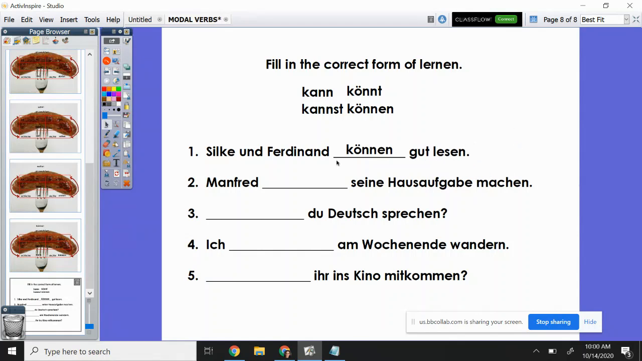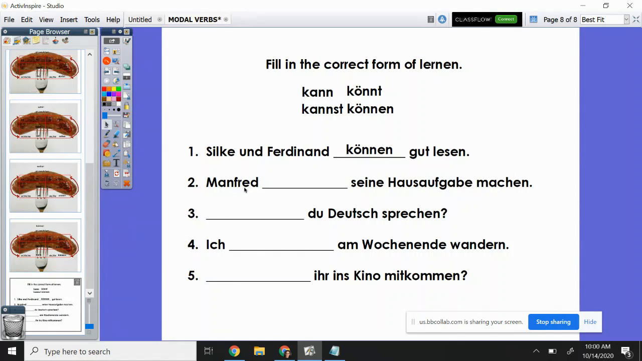This means Silke and Ferdinand can read well. In English, we say they can read well. In German, you say they can well read. Okay, and that is what sounds normal, and that is what is correct in German. It does sound like you're speaking a bit like Yoda, but that's the way that it works.